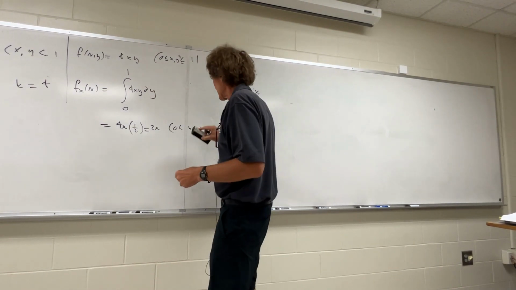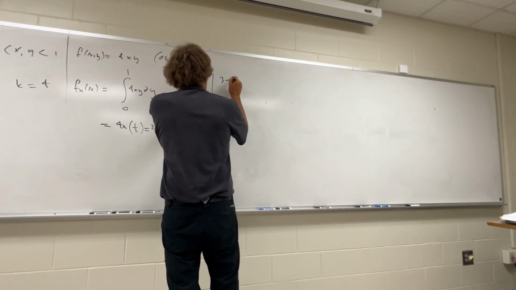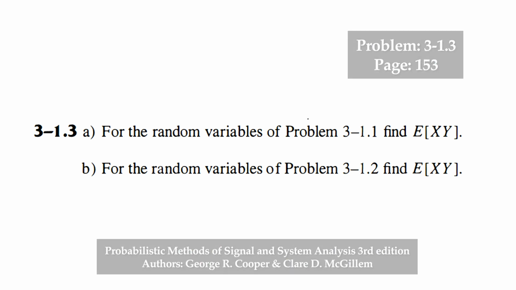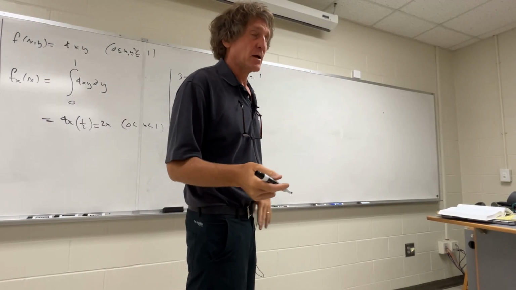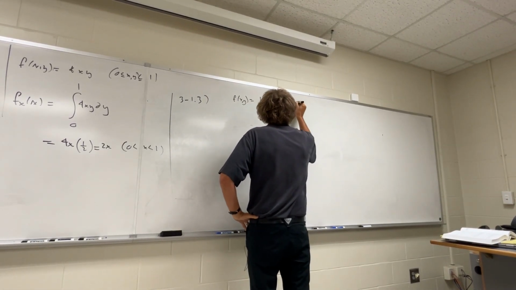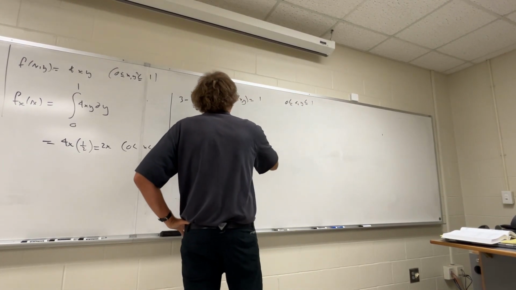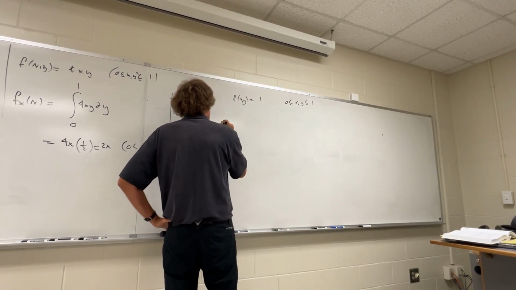I'll come back to that in a second, but I want to make sure I at least touched it right there. So this is 3-1.3, I believe. This is going to be using the random variables from the first question, where the density function f of x comma y is 1. The cumulative distribution function is x times y. It's 1 between 0 and 1 for x and y, that is 0 less than or equal to x comma y less than or equal to 1, and 0 elsewhere. And it wants to find the expected value of what? X times y.